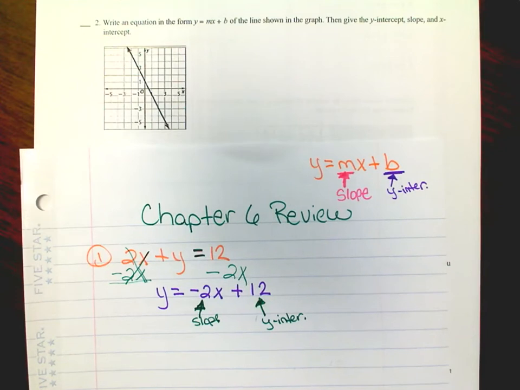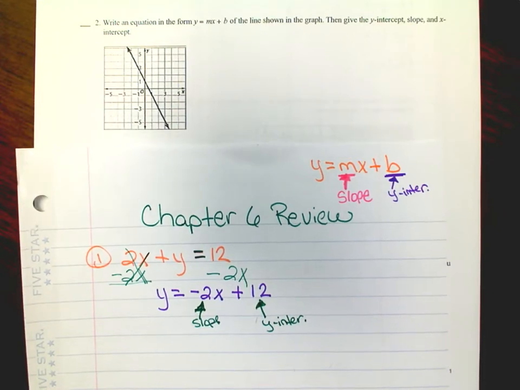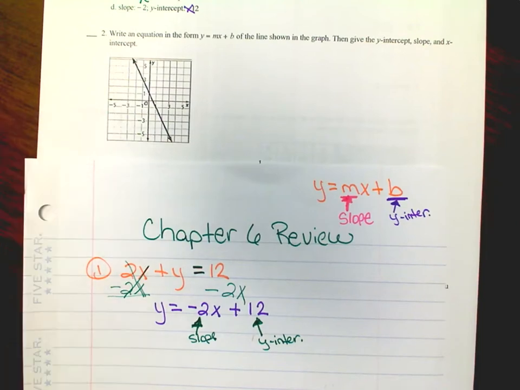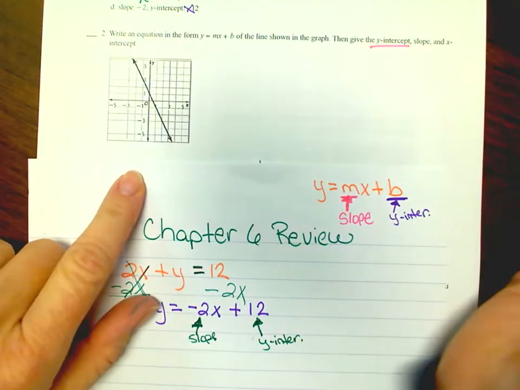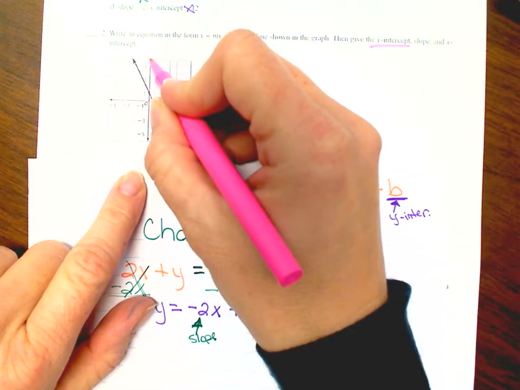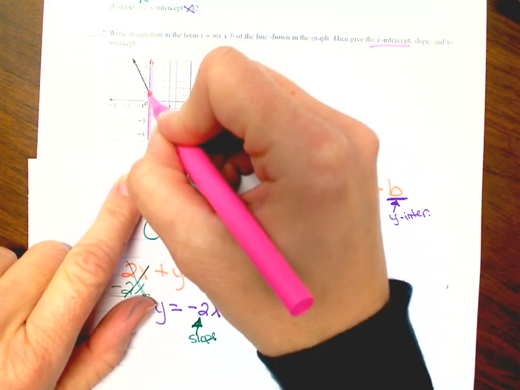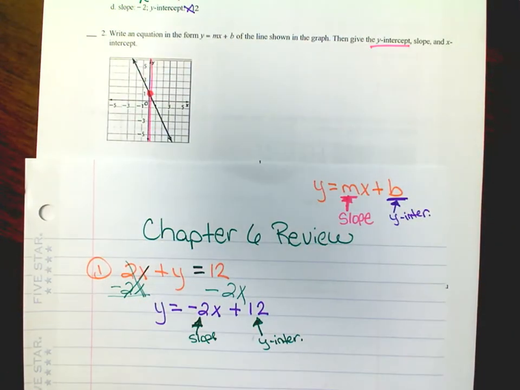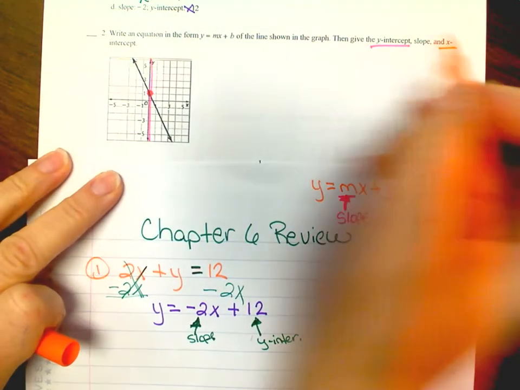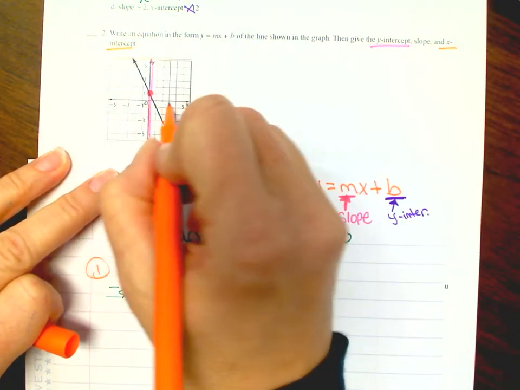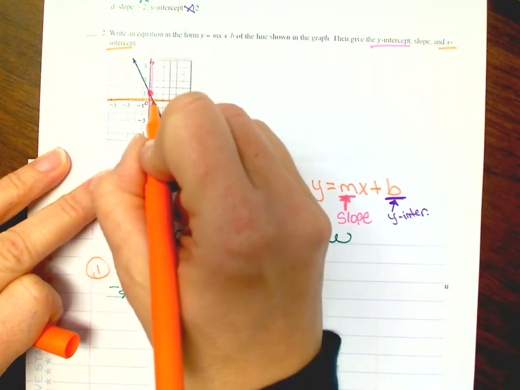Number 2 says write an equation in the form of y equals mx plus b of the line shown in the graph. Then give the y-intercept, the slope, and the x-intercept. Now then, we haven't talked about the x-intercept, but let's think about it. If the y-intercept is where the line crosses your y-axis, what would your x-intercept be? X-intercept should go where it's going to cross the x-axis, which is right here.